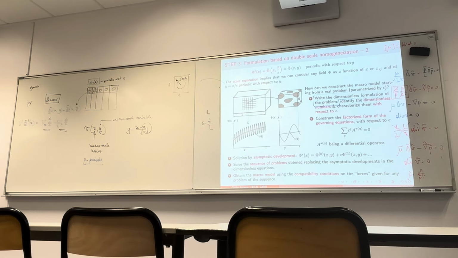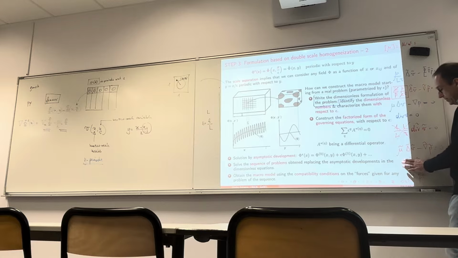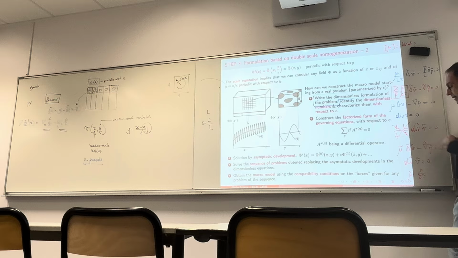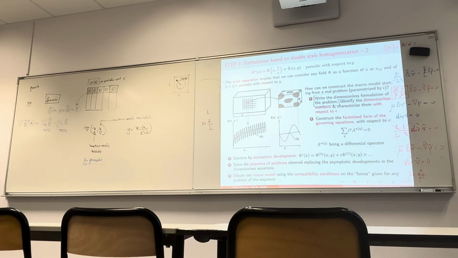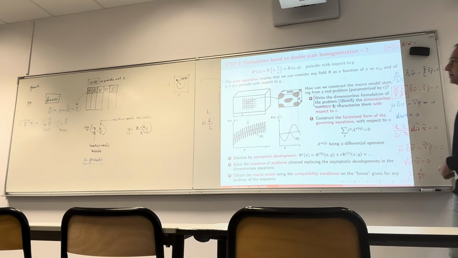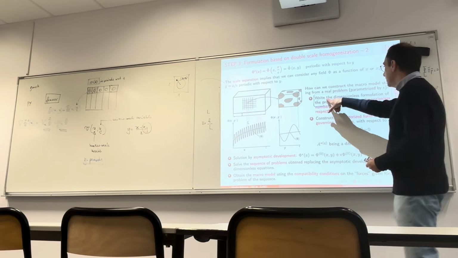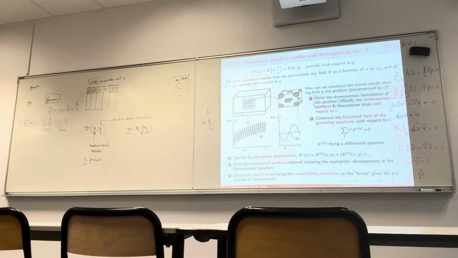Okay. So what I have got is that now the problem has been written in a dimensionless form, and identified a dimensionless number, which is the only number that characterizes my problem. Okay. So what is the idea? The idea is, first of all, write the dimensionless formulation of the problem.